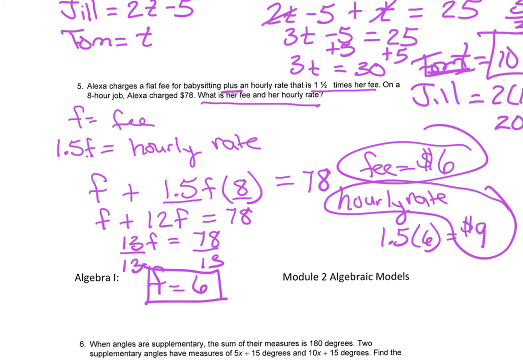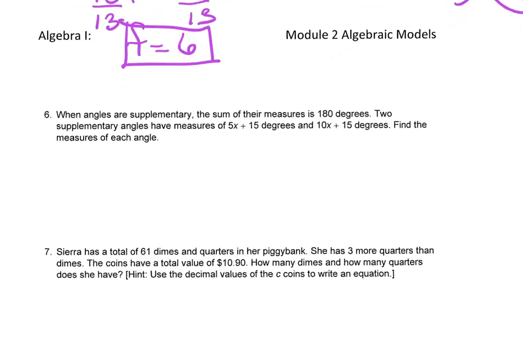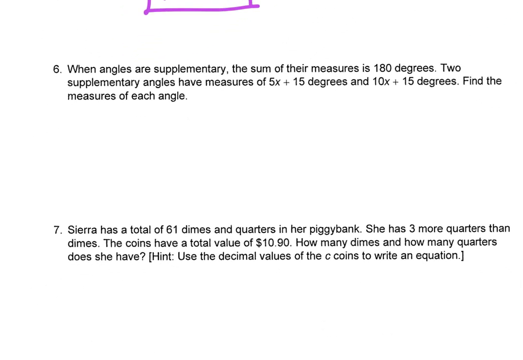Okay, on the back, we have angles. When angles are supplementary, the sum of their measures is 180 degrees. Two supplementary angles have a measure of 5x plus 15 degrees and 10x plus 15 degrees. Find the measure of each angle.